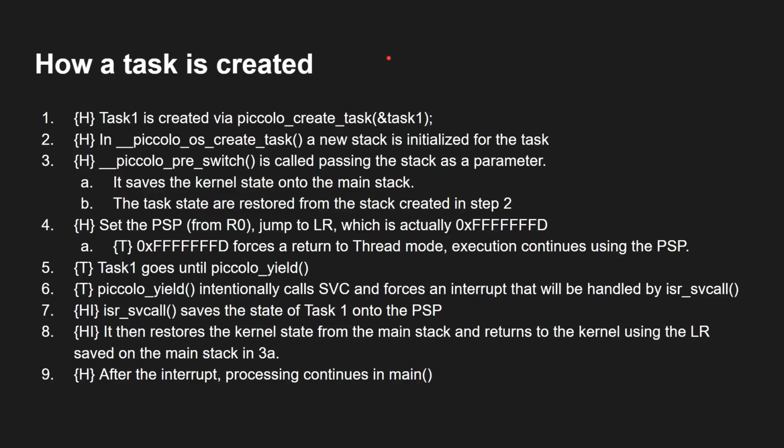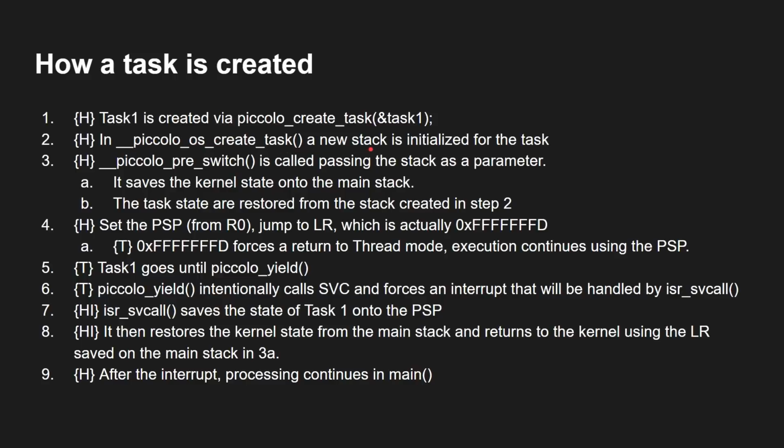So how is a task created? Let's say we want to create task 1. Task 1 is created by calling Piccolo create task. We saw that already in the main program. In Piccolo OS create task, and notice the underbar here, this is basically just a function that gets called from this higher level one, and the underbar is kind of to demonstrate this is an internal function.